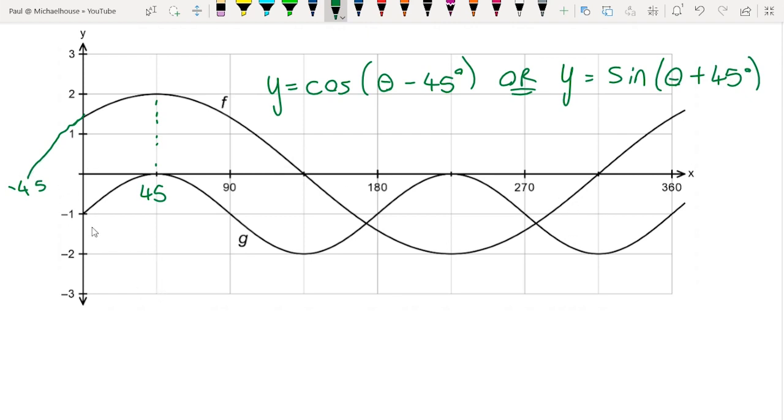Right, G, the amplitude has not been affected in G. To me, it's looking like a sine graph that's been dropped down by 1. So something like y equals sine of some thetas minus 1. But if we look at the period, we're getting twice as many graphs in here as usual. The period is in fact 180, and the equation of this graph is y equals sine 2 theta minus 1.